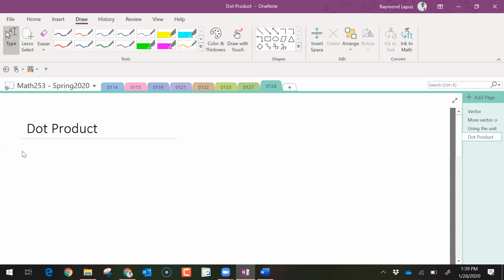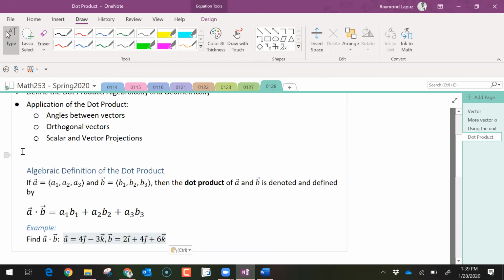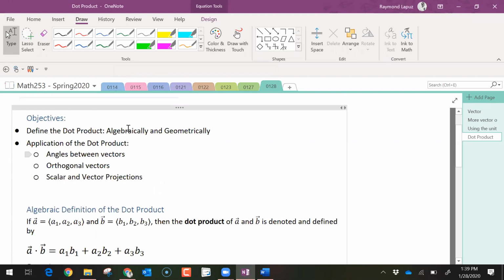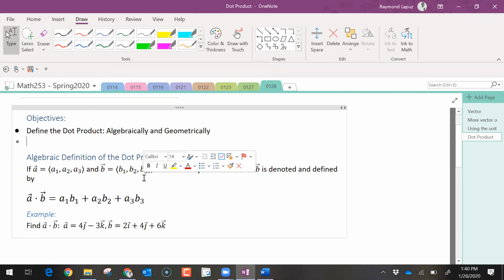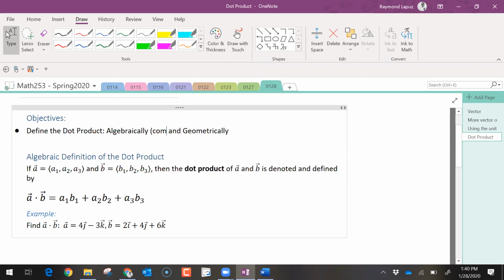So when approaching the dot product, people usually come at it from two different perspectives. For today, we'll just focus on defining the dot product. And the dot product will be defined algebraically and geometrically. Algebraically is, let's call it computationally. And this is going to be our way to compute the dot product. This dot product idea works for 2 dimensions, 3 dimensions, and higher dimensions.